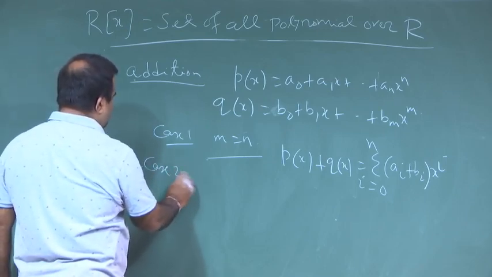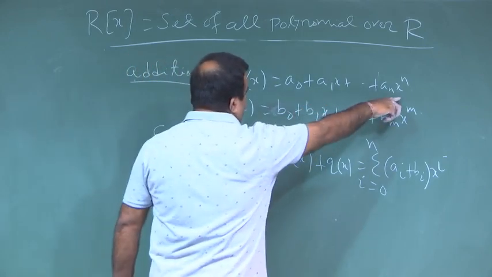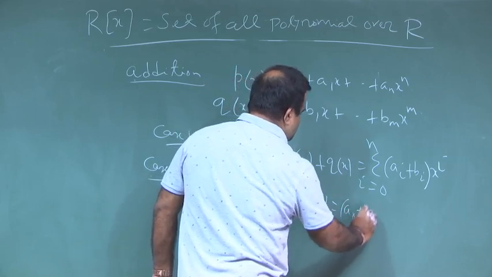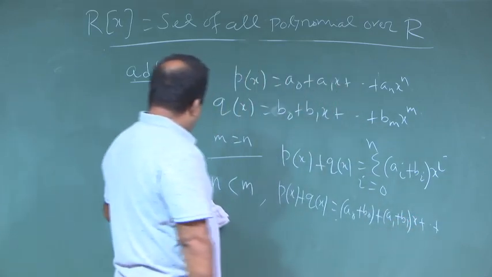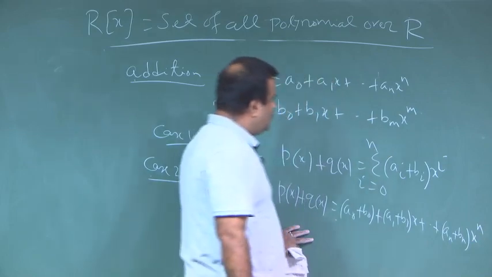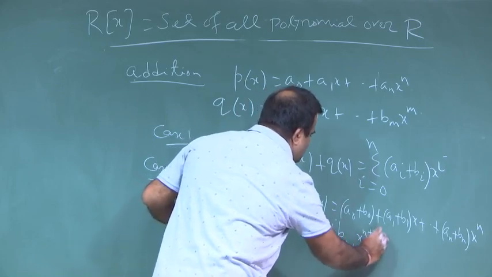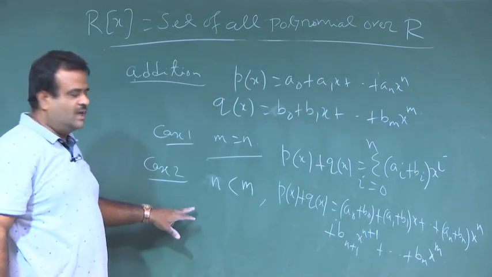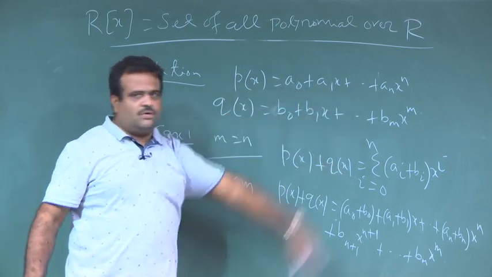Now case 2: say n is less than m. So p(x) ends before q(x). Then p(x) plus q(x) is (a0 plus b0) plus (a1 plus b1) x, dot dot dot, up to (an plus bn) x^n. After that we do not have terms in a, so we have only the b terms: b(n+1) x^(n+1), dot dot dot, bm x^m. In a similar way we can define the case where m is greater than n. The idea is just to add the corresponding coefficients. So this is the addition.